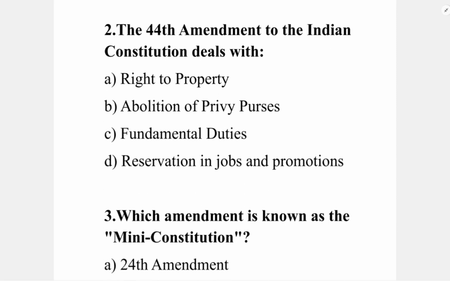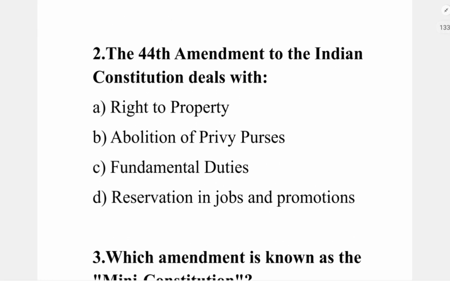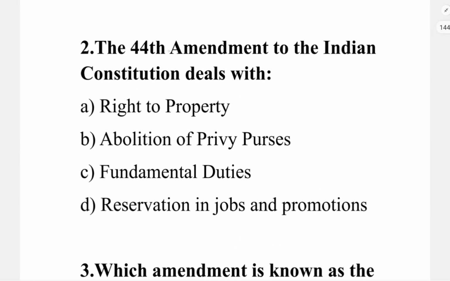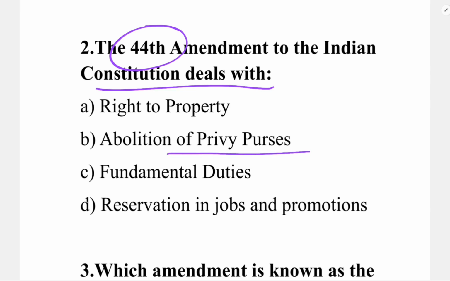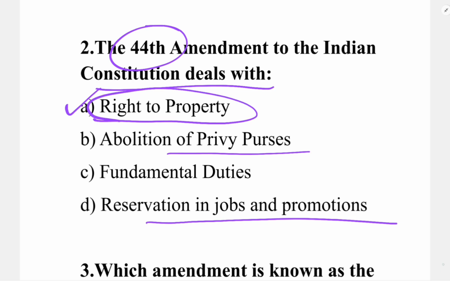Next question. The 44th Amendment to the Indian Constitution deals with option A, right to property, option B, abolition of privy purses, option C, fundamental duties and option D, reservation in jobs and promotions. So the correct answer is option A, right to property.